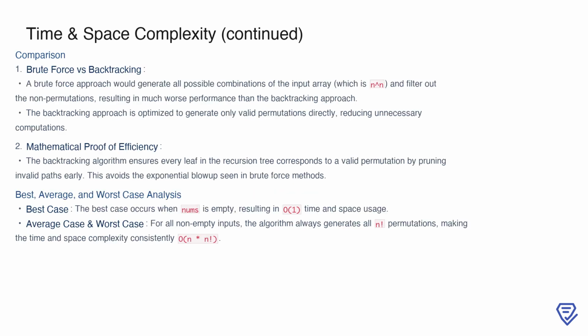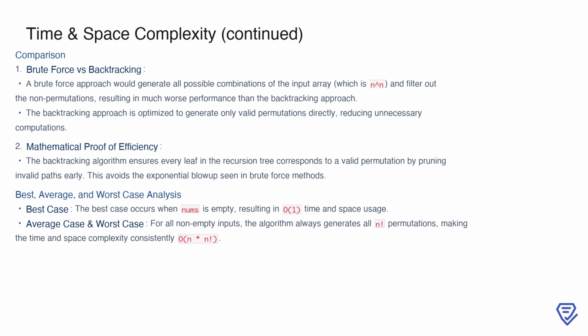When comparing backtracking to a brute force approach, backtracking demonstrates much greater efficiency. A brute force method would generate all n^n combinations of the input and then filter out invalid permutations, leading to significant overhead. In contrast, backtracking focuses only on generating valid permutations by pruning invalid paths early, eliminating unnecessary computation. Mathematically, this ensures that every leaf in the recursion tree corresponds directly to a valid permutation.